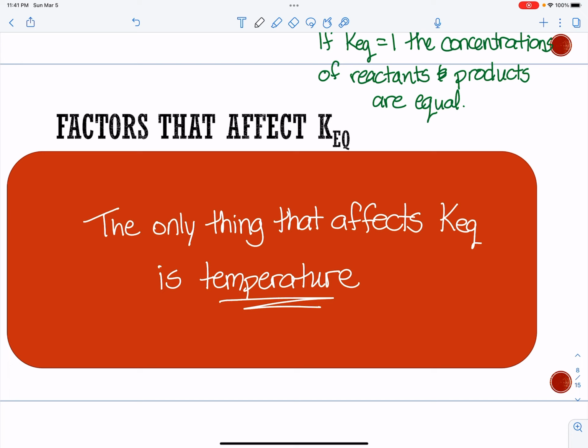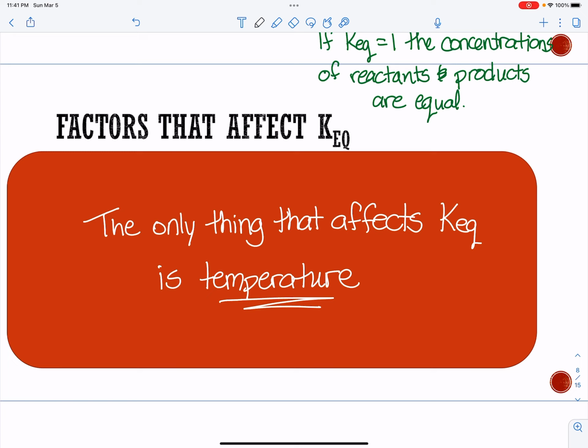So if you want to take a look through your data booklets, for example, there are a lot of different KEQ values written in your data booklets. There's some KEQs specifically for solubility. There's KEQs for acid-base equilibrium. You'll notice that all of those have a temperature value listed, and the KEQ for each of those scenarios is only good at that specific temperature. And in your data booklets, it's assuming it's at 25 degrees Celsius. That's kind of our standard temperature for that.